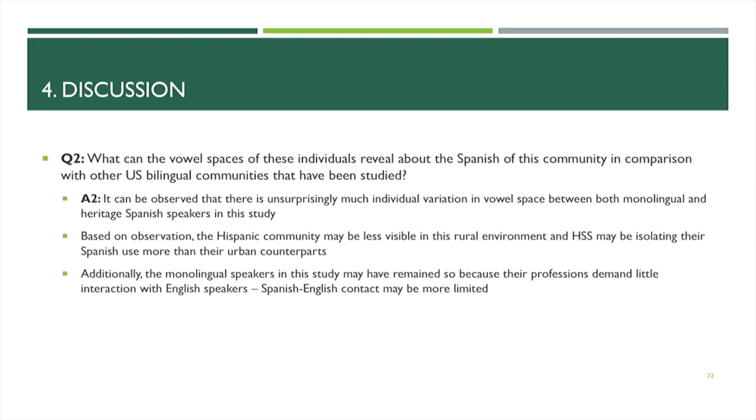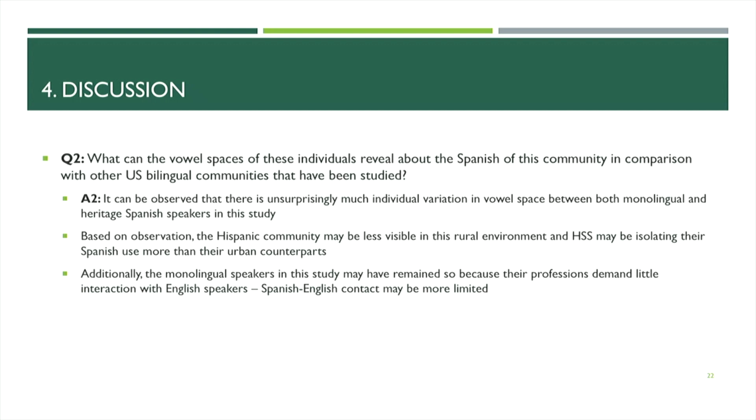For the second question, how these vowel spaces can reveal certain things about the community, this is important to discuss again because this sort of community is emerging and it's not quite as established. Therefore, each individual in it and all of any Hispanic families residing in it might not necessarily have as many contacts, as much interaction with each other, depending on where they're settling. And so we can see from the results of the study that there was a lot of individual variation between both the monolingual speakers and the heritage speakers in the study, because they came from different backgrounds and they had different self-reported levels of proficiency and interaction with the language.